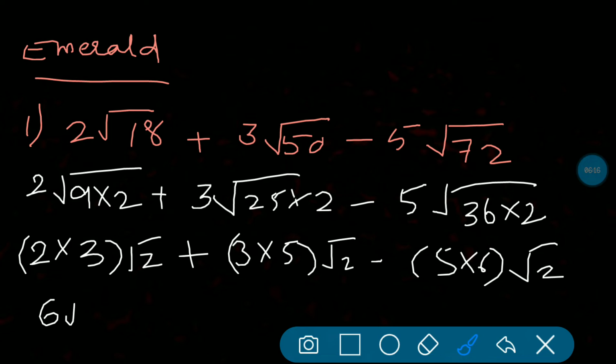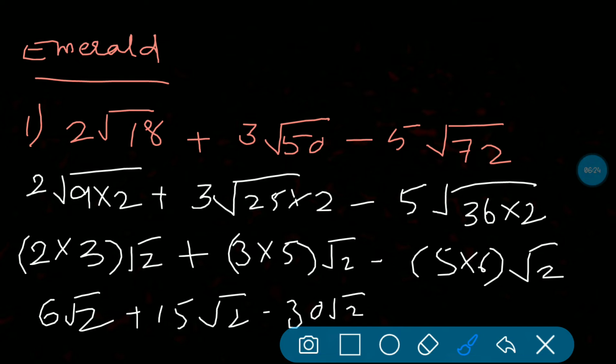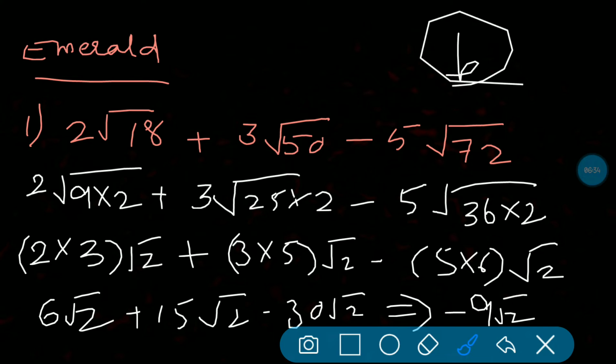Right, now 2 3s are 6 root 2 plus 15 root 2 minus 30 root 2. Now when you solve all this using distributive property, you will be getting minus 9 root 2, which is option B.